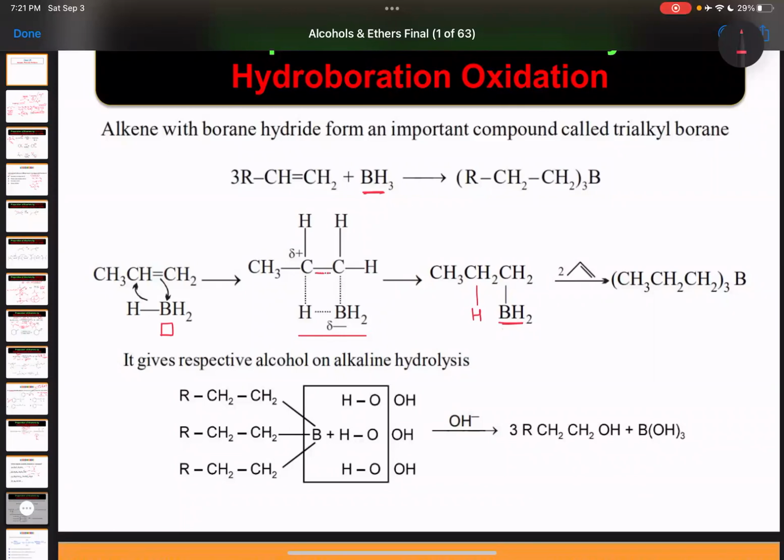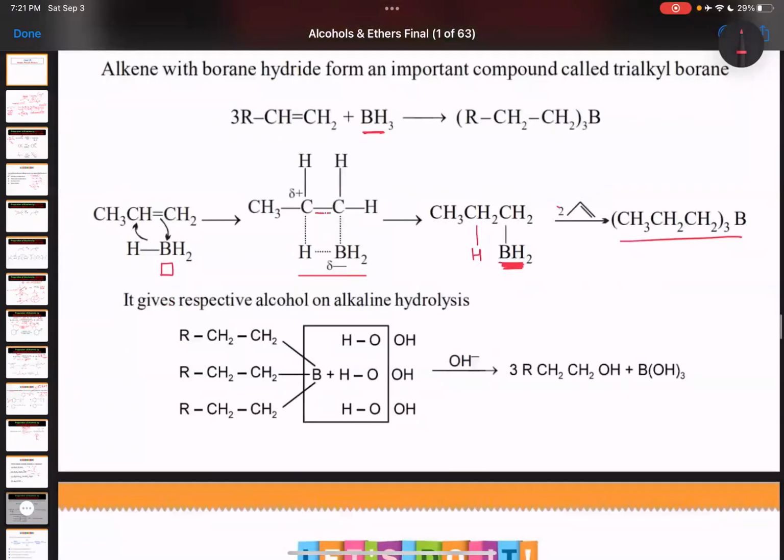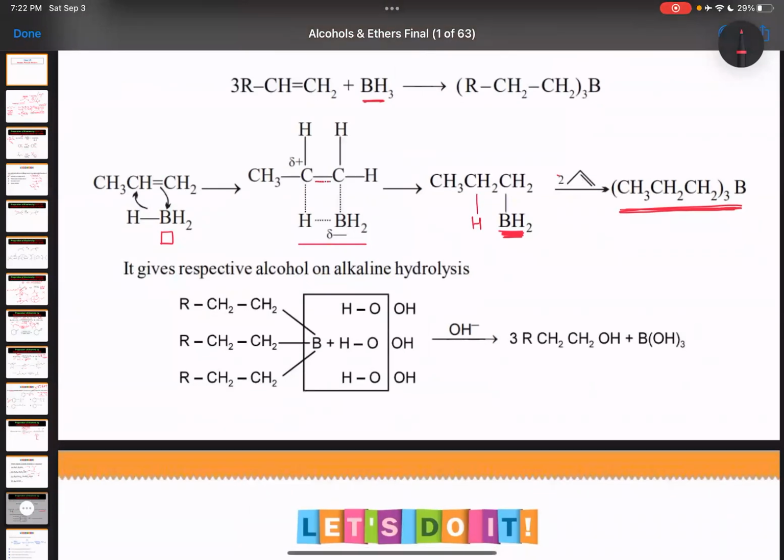Okay, and this reacts with 2 more alkene molecules, so you don't have to think about it. Just remember, it can react with 2 more alkene molecules to give you this trialkyl borane. This is formed by addition of BH3 on the double bond, and it happens 3 times because BH3 has 3 BH bonds and it can undergo addition 3 times, right? And that's how it has happened.